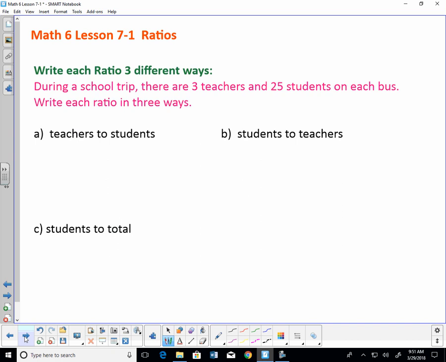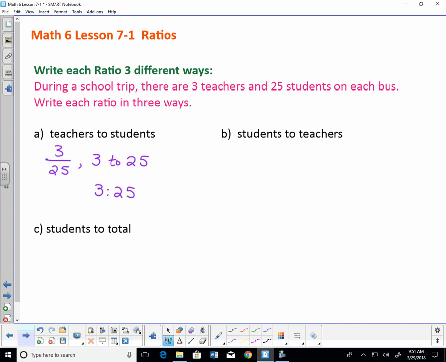We're going to practice writing some ratios. It says, during a school trip, there are 3 teachers and 25 students on each bus. Write each ratio in 3 ways. So we're going to write the ratio of teachers to students. Well, if there are 3 teachers and 25 students, that ratio is 3/25. And we can write it as a fraction. We can write it with the word "to". And we can write it with the colon. We do not need to reduce this ratio because it is already in reduced form. There is no number that divides evenly into both 3 and 25.